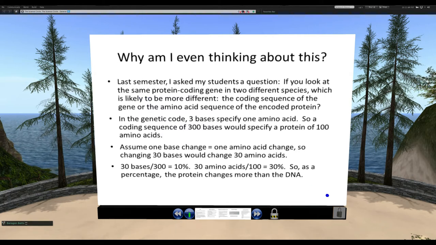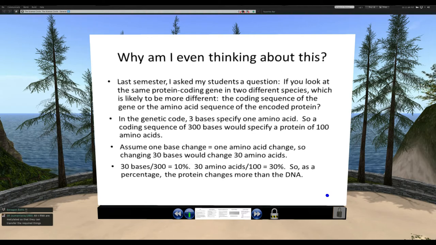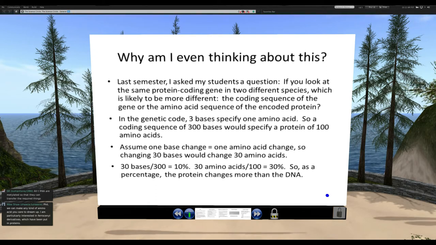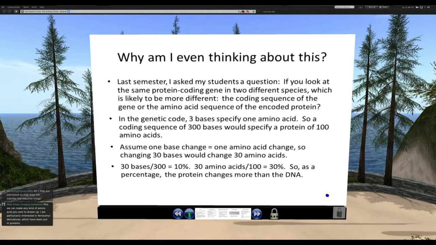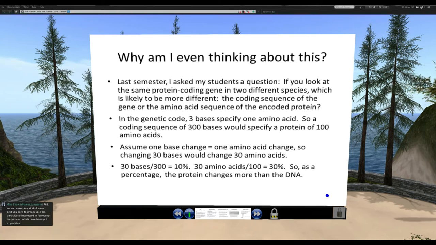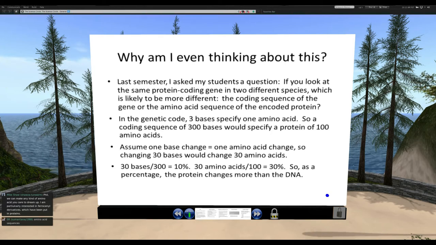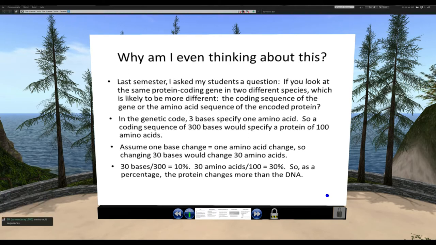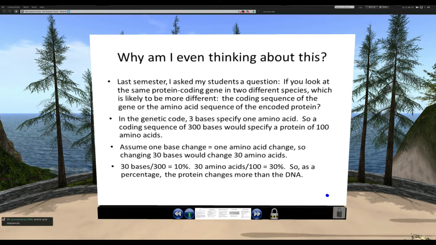Okay, so how did I get interested in these silent mutations? Last semester, when I was teaching my non-major genetics course, I asked the students a question. If you look at the same protein coding gene in two different species, which is going to be more different, the coding sequence of the DNA or the amino acid sequence of the protein? In the genetic code, you have three bases per amino acid. So if you have a coding sequence of 300 bases, that would give you a protein of 100 amino acids. Generally, if you make one base change, you might get one amino acid change.